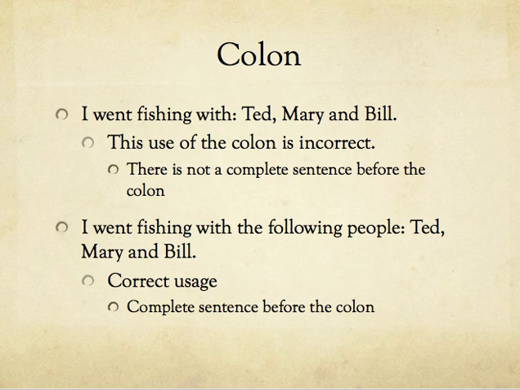Now, let's look at the second example. I went fishing with the following people: Ted, Mary, and Bill. In front of the colon, we have, I went fishing with the following people. That is a complete sentence. It's not a particularly satisfying sentence because it doesn't tell us what we want to know by itself, but that's where the colon comes in. Almost like a transitional device, the colon says, okay, I've promised you something, now here it comes. And then, of course, in this case, what follows is Ted, Mary, and Bill. That is the correct usage and situation for a colon.